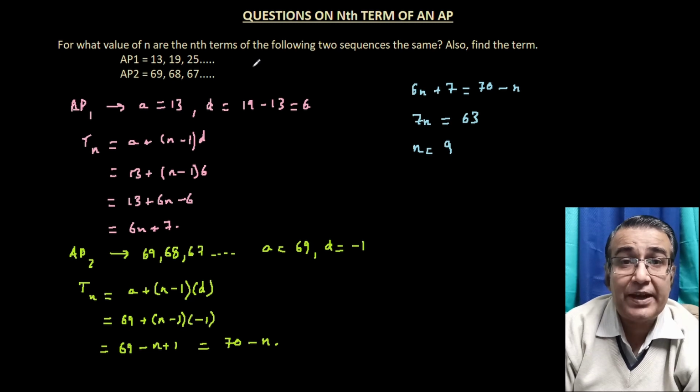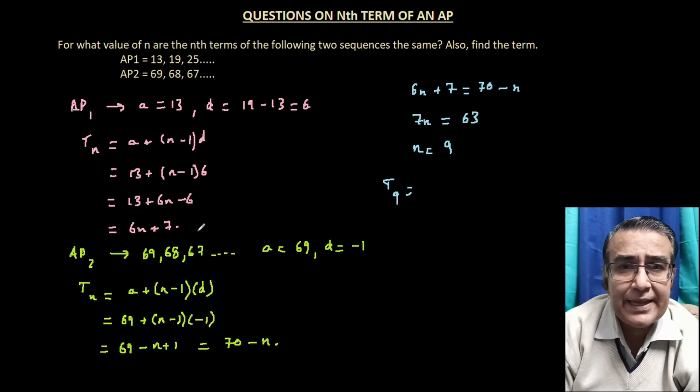9. And we have to find the nth term also, which is going to be the same for both the sequences. So the ninth term we have to find out. Let's use the recursive formula that we got for any of the two progressions. So it's 6n plus 7.